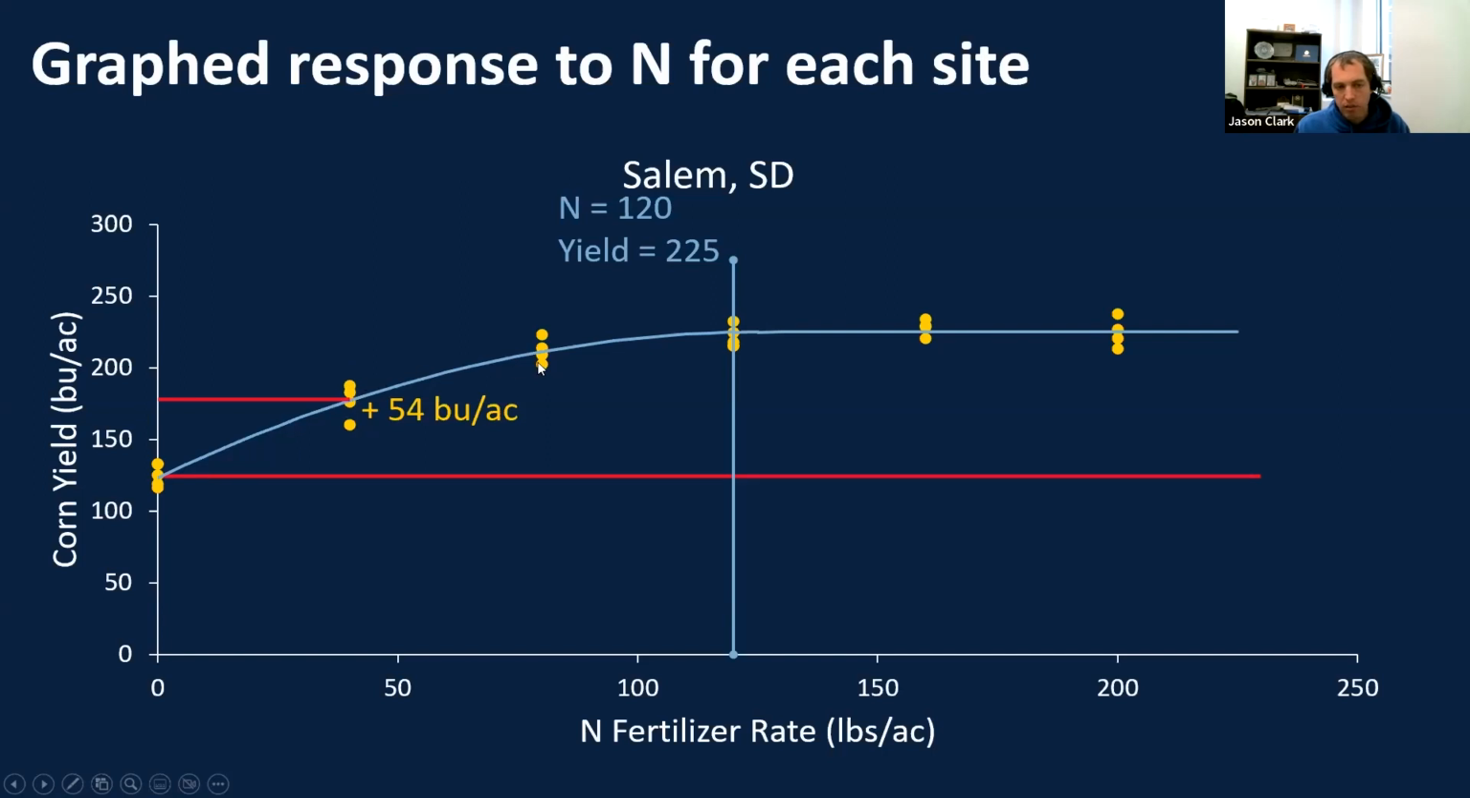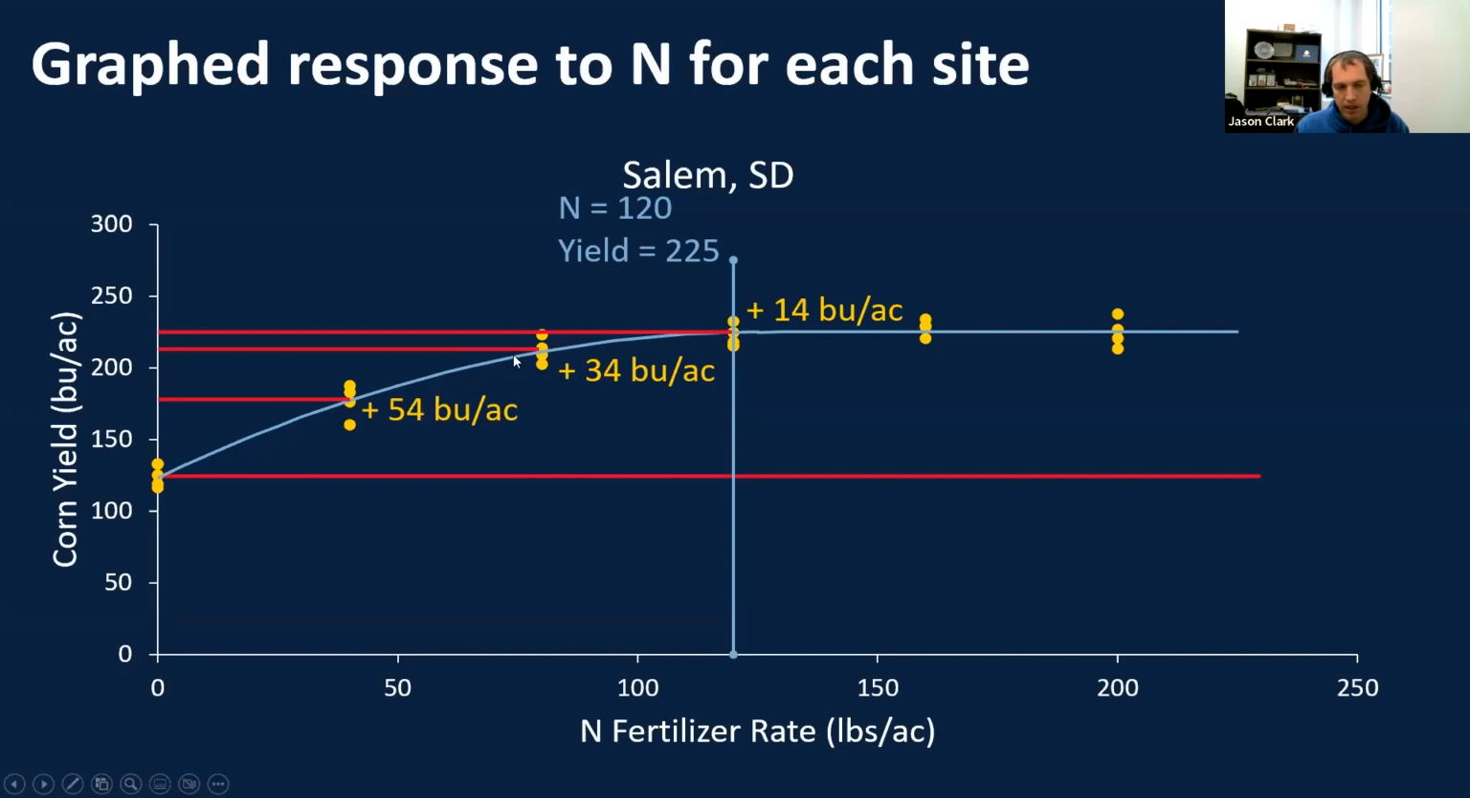Now, if we add 40 more pounds of N, we increase by 34. If we add another 40 pounds of N, we increase by 14. So here you can see that it's not necessarily a linear relationship. We're not seeing an increase of 54 each time we put 40 pounds of N. You're seeing that as you increase N, the return you're getting back is less and less.